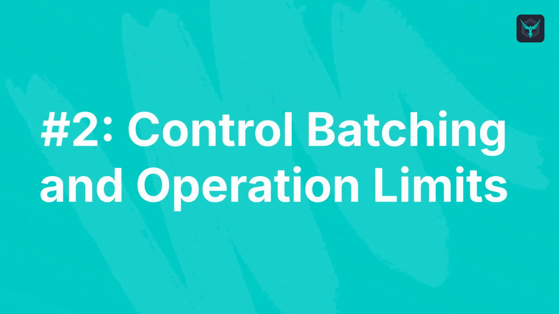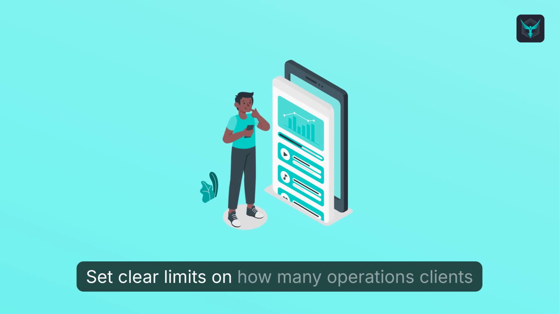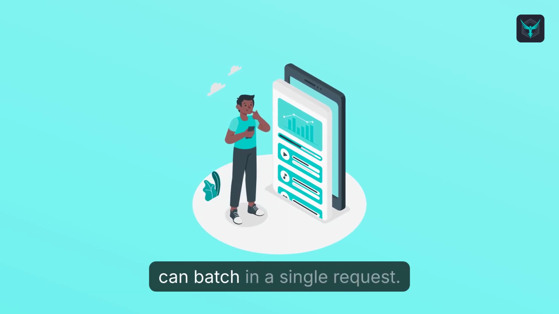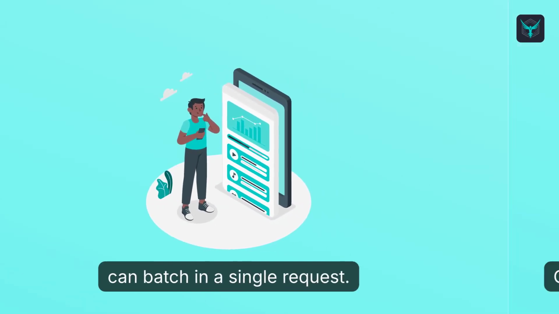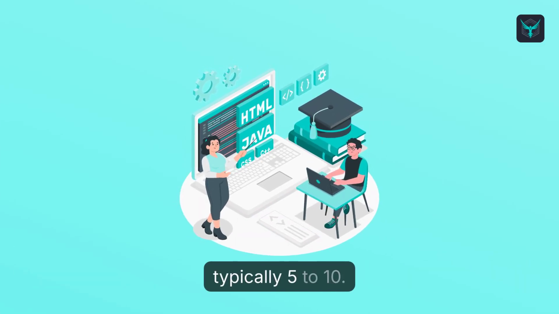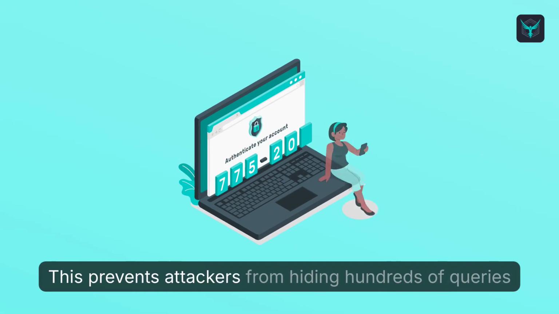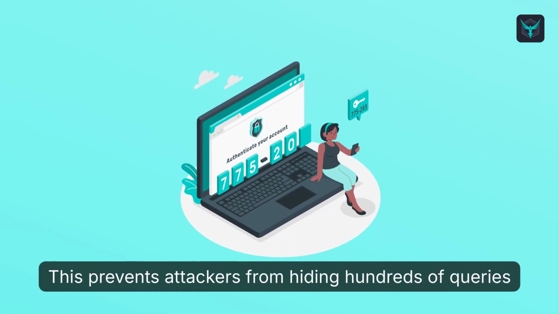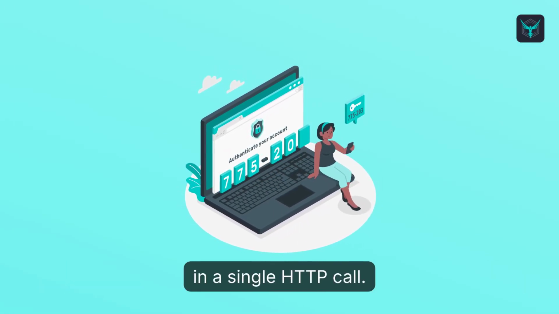Number 2. Control batching and operation limits. Set clear limits on how many operations clients can batch in a single request. Configure a maximum number of operations per request, typically 5 to 10. This prevents attackers from hiding hundreds of queries in a single HTTP call.